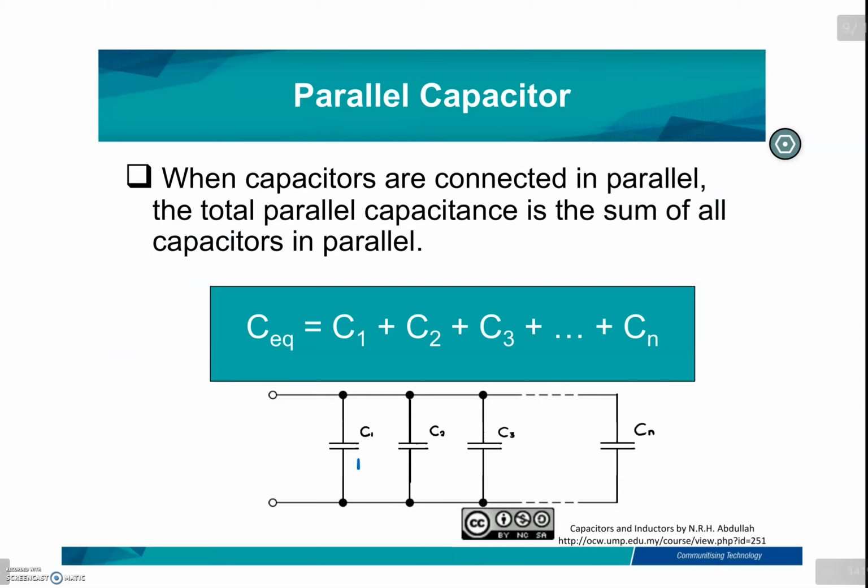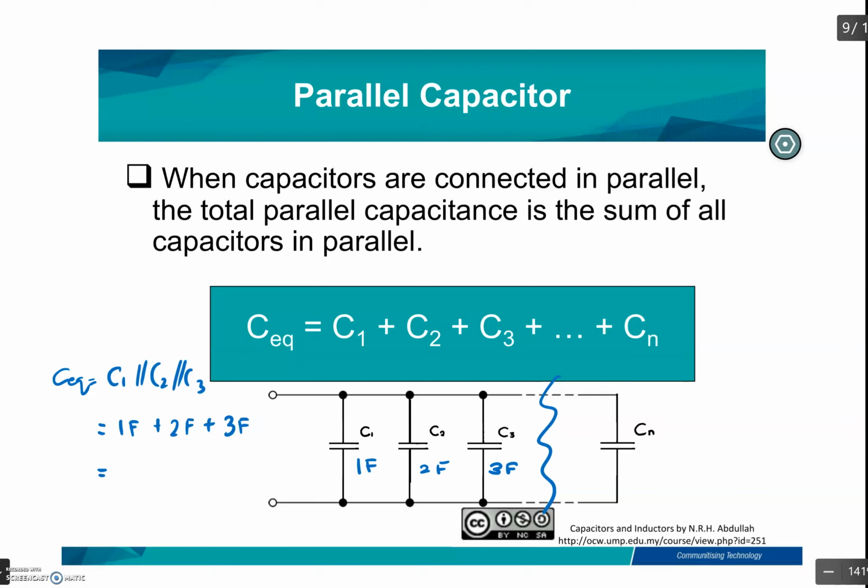As for the parallel capacitor, if I choose 1 farad, 2 farad, 3 farad, and I exclude the Cn, then C equivalent will be C1 parallel C2 parallel C3, equal to 1 farad plus 2 farad plus 3 farad, which is 6 farad.